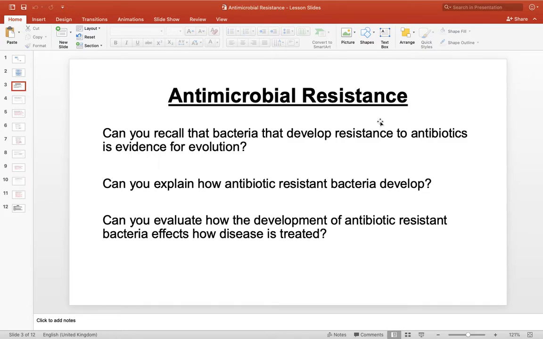By the end of this lesson, you should be able to recall that bacteria that develop resistance to antibiotics is evidence for evolution. You should be able to explain how antibiotic-resistant bacteria develop, and you should be able to evaluate how the development of antibiotic-resistant bacteria affects how disease is treated.